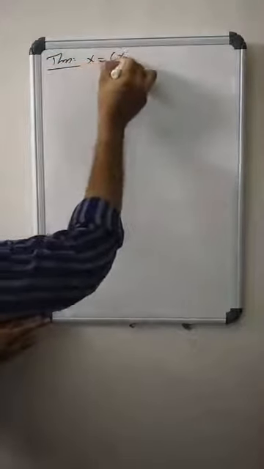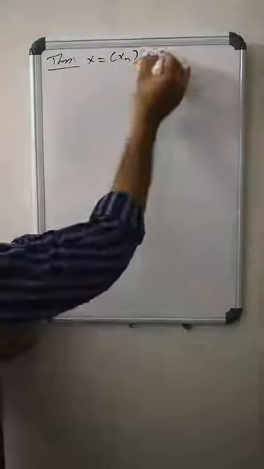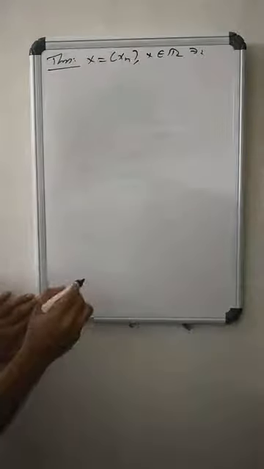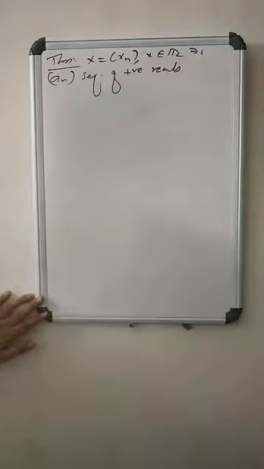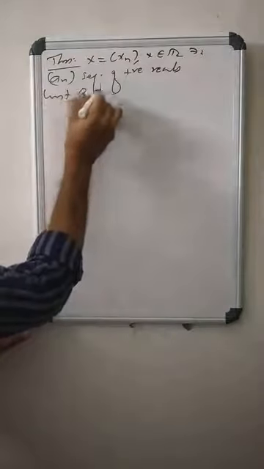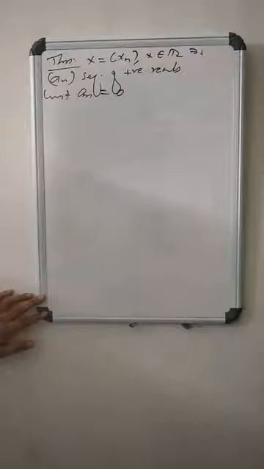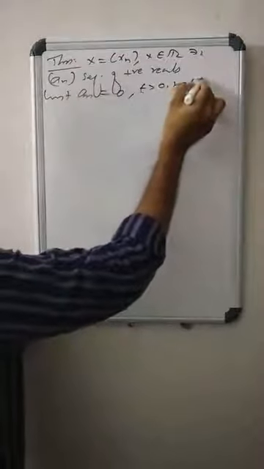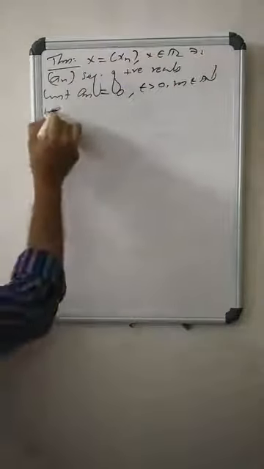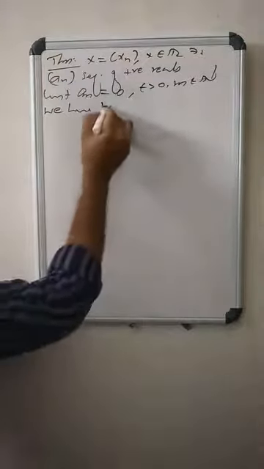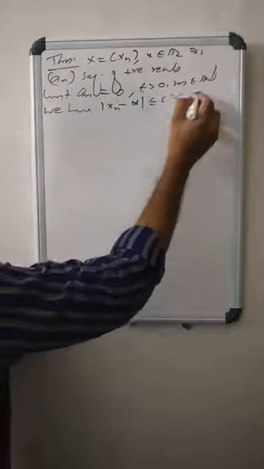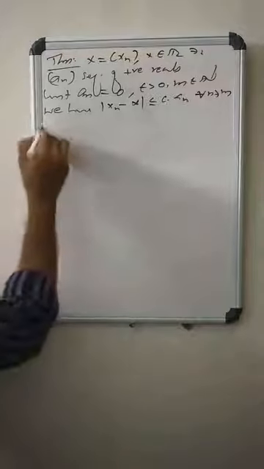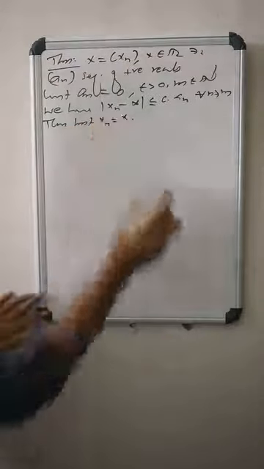Now, here is a result. Let X equal (xn) be a sequence of real numbers, and let x be in R. If (an) is a sequence of positive real numbers with limit an equal to 0, and for some constant C positive and for some natural number m, we have the modulus of xn minus x less than or equal to C times an for all n greater than or equal to m, then the limit of xn equals x.